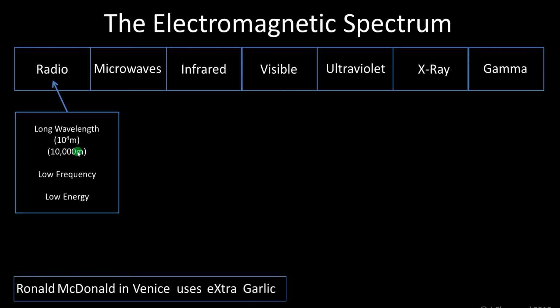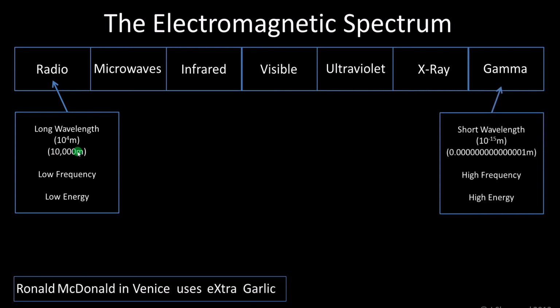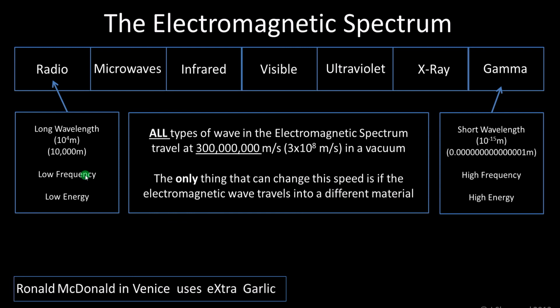And logically, the other end of the spectrum has to be the opposite, so the gamma rays are very short wavelength, 10 to the minus 15 meters. So that's a 0 and 14 zeros after the decimal point with a 1. That's about the same size as the nucleus of an atom. So incredibly small wavelength gamma rays. And they therefore have a very high frequency and high energy as well. We'll look at the wave equation, which explains why long wavelength goes with low frequency, in a later video.